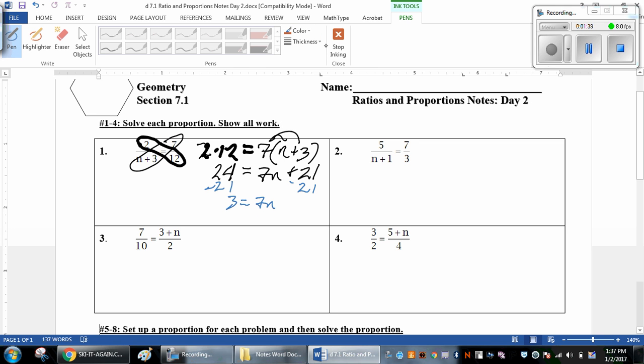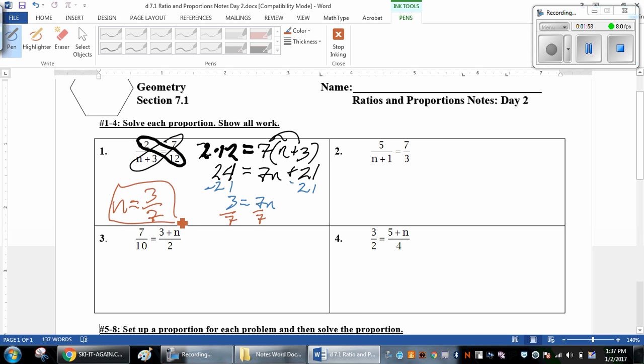Divide by 7, divide by 7. Oh, 3 and 7. We can't divide them and get a whole number. Don't freak out. Our answer is a fraction. That's okay. So here's our answer: n equals 3/7. That's it. We're done.